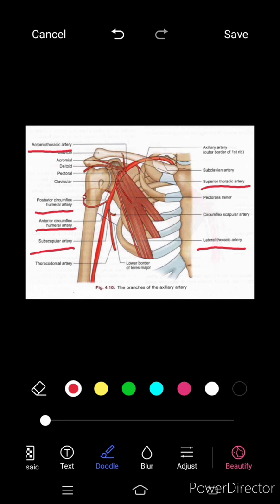So the acromiothoracic artery or the thoracoacromial artery divides into four terminal branches: clavicular branch, acromial branch, deltoid branch and pectoral branch. And the subscapular artery divides into two branches, that is the circumflex scapular artery, which is the largest, and the thoracodorsal artery. So here we finish the axillary artery.